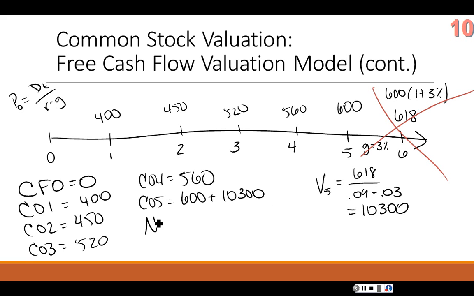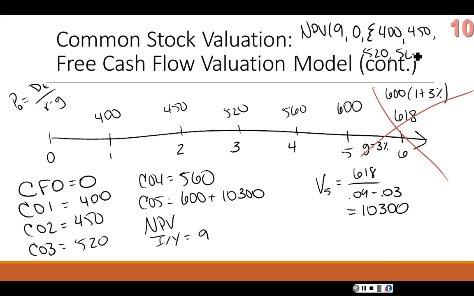Now we can enter this into our net present value. With an interest rate of 9%, the weighted average cost of capital. If you have a graphing calculator, NPV 9, 0, braces, 400,000. Remember, these are in thousands. 450,000, 520,000, 560,000, 10,900. Close braces, close parentheses.